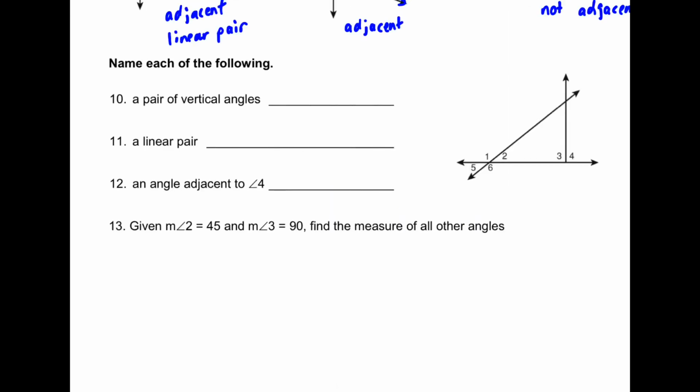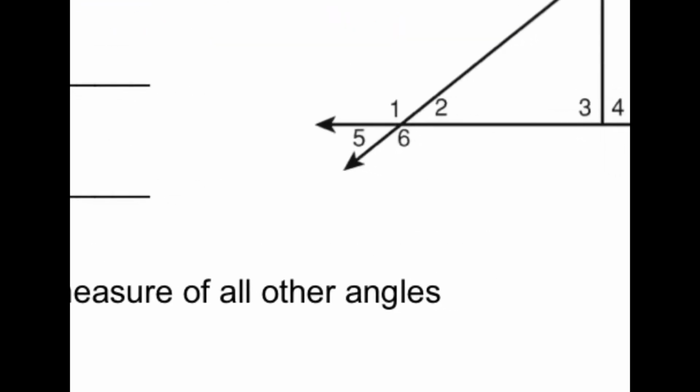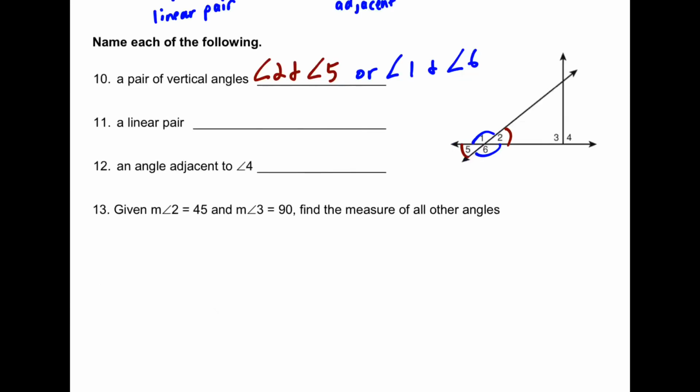For number 10, we're looking for a pair of vertical angles. We have two choices. Angle 1 and 6 would work. Also, angle 5 and 2. So I'll write it out like that. There are many examples of linear pairs in this diagram. 3 and 4 are adjacent angles that add up to 180. 1 and 5 would work, or 6 and 2. And I could also use 1 and 2, or 5 and 6. So lots of choices there.